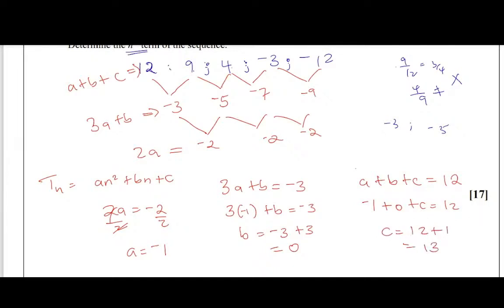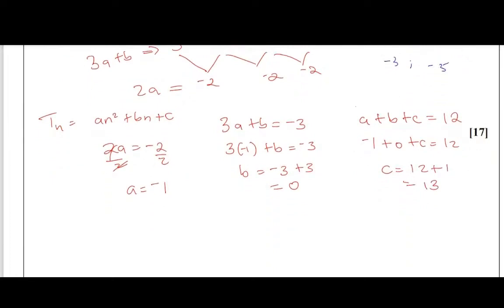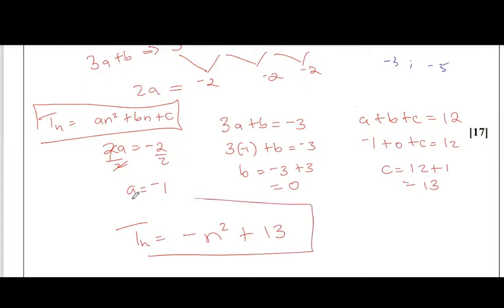So having obtained the A, B, and C, all I'm left to do is just do the substitution into this. Where there is A, I'll put a -1. So it's -n squared. And then our B is a 0, so it's just going to die out. And then the C is a positive 13. So this becomes the nth term or the general rule of that sequence.